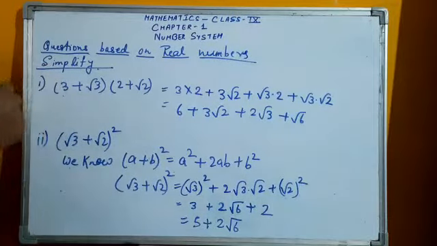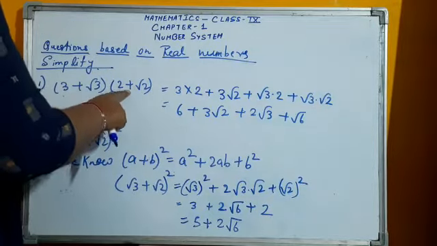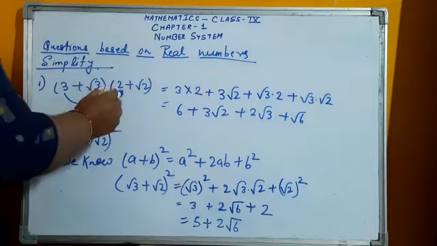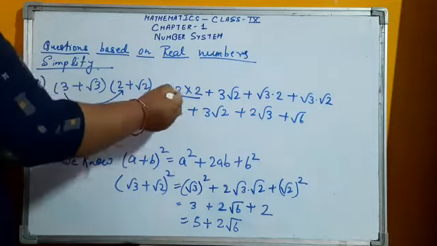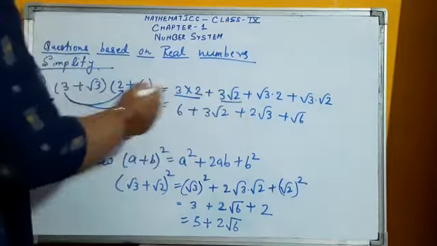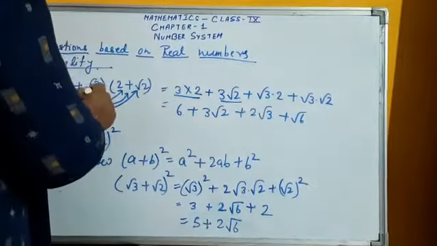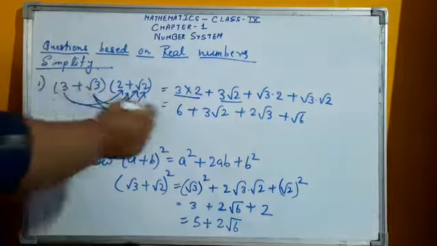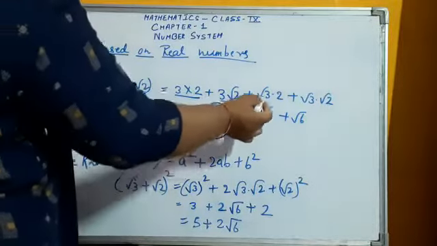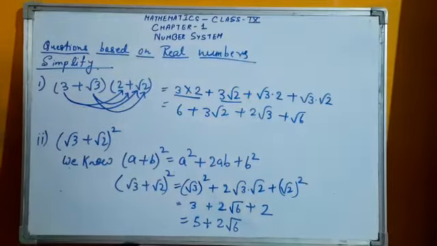Now we will see some simplification, like here in the first question 3 plus root 3 will be multiplied with 2 plus root 2. In this type of question what shall we do? First 3 will be multiplied with 2, which is written here 3 into 2. Now 3 will be multiplied with root 2, so we have 3 root 2. Now this root 3 will be multiplied with 2, so root 3 into 2, and this root 3 will be multiplied with root 2, so we have root 3 into root 2. So 3 into 2 is 6, 3 root 2 as it is, it can be written as 2 root 3, and root 3 into root 2 will be root 6. So this way it can be simplified.